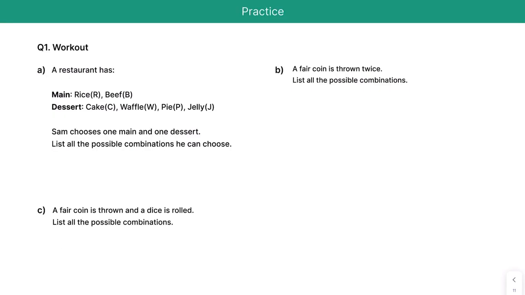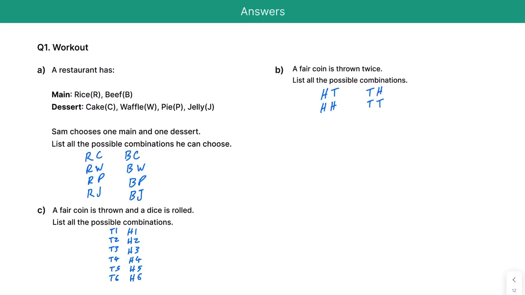Here are some practice questions for you to have a go at. Press pause and have a go. It's worth noting that in B and C, the outcomes haven't been listed, but with a coin, you obviously have tails and heads. And with the dice, a dice goes from 1 all the way to 6. Here are the answers, mark your work.